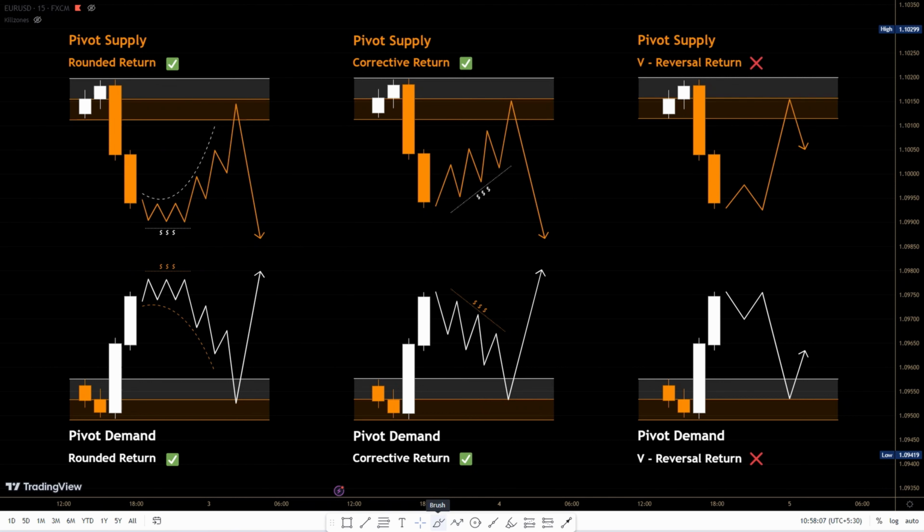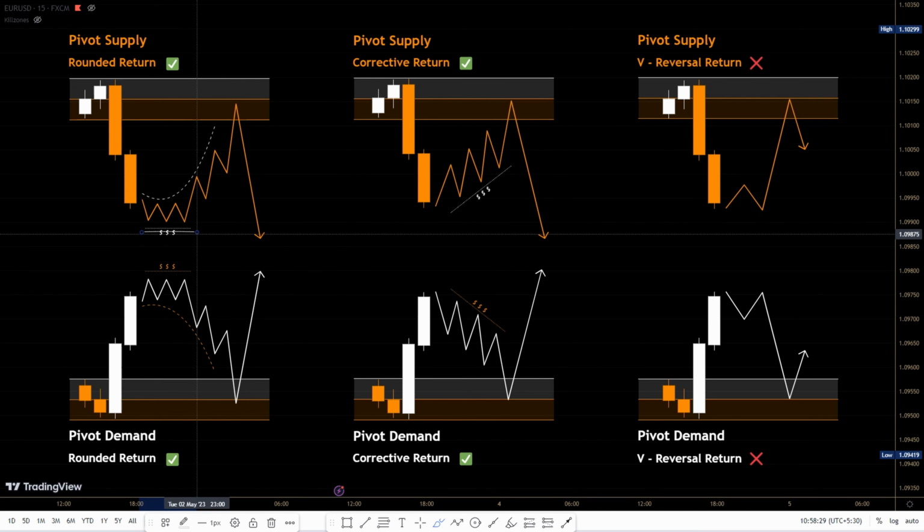So we start with the first one. There is a sharp move in the upward direction and true expansion in the downward direction. So this is our pivot point. This is our pivot supply. Now price came back in a rounded return. You can see here there is a rounded return exactly at this point. You can take a trade in the downward direction.